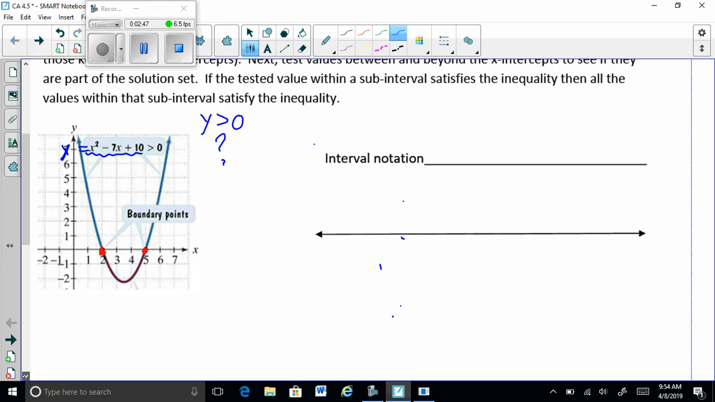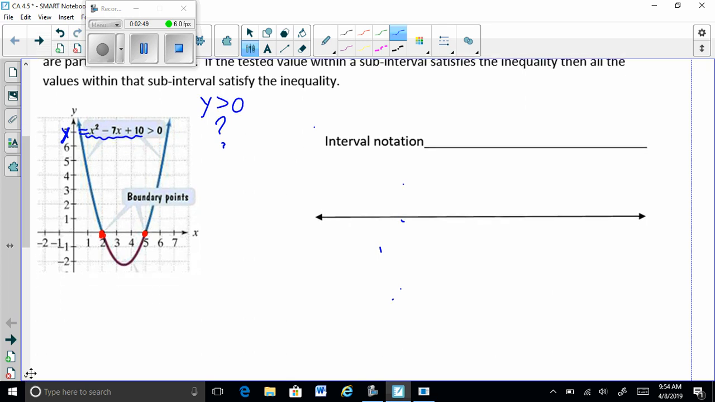So really the best way to solve these is to factor the equation that you're given, find the x-intercepts, and then test points between and beyond those key points. If you look right here, this would factor, multiply to 10 and add to negative 7, so that would be negative 5 and negative 2. So basically those x-intercepts are at 5 and 2. Okay, and obviously you can already see that on the graph.